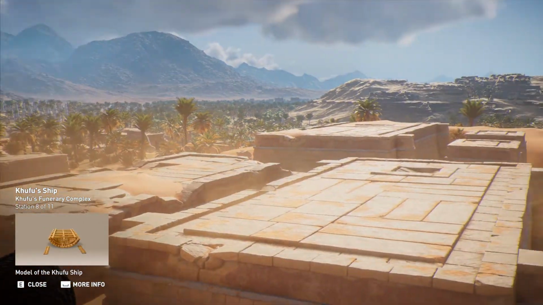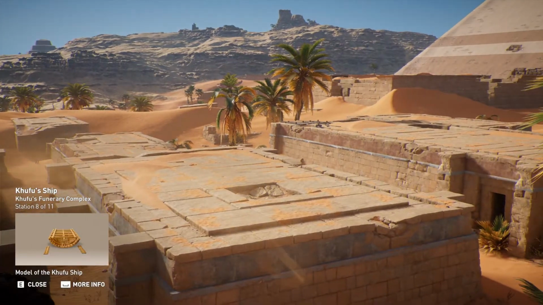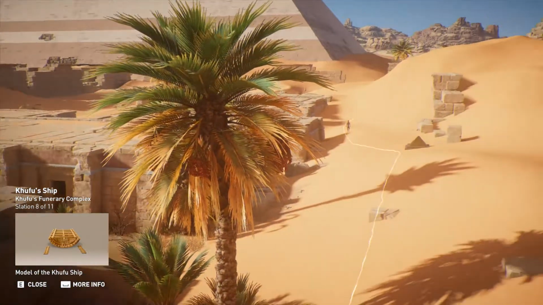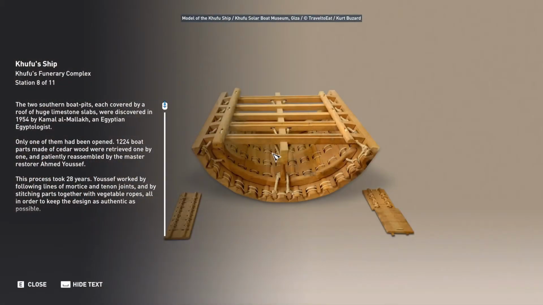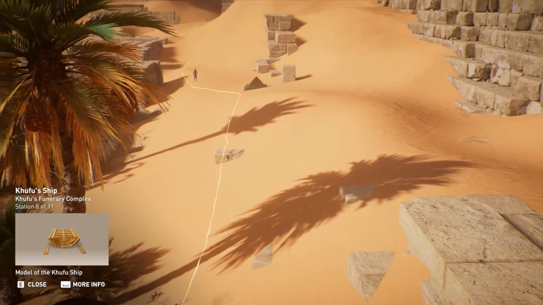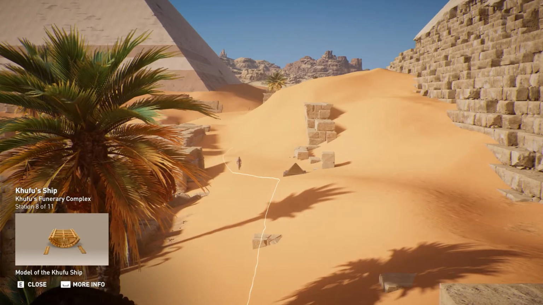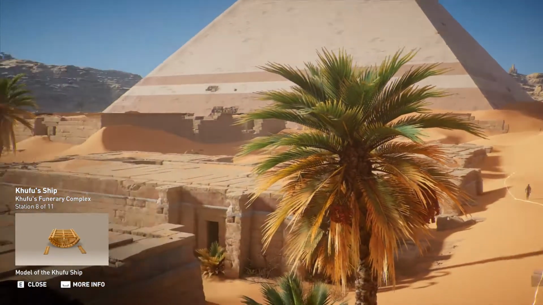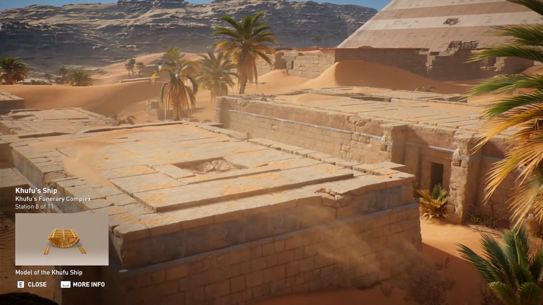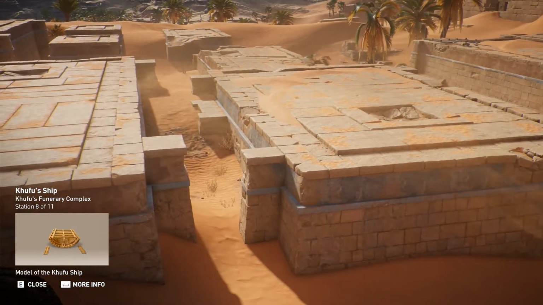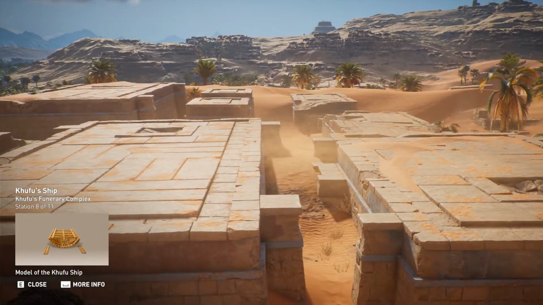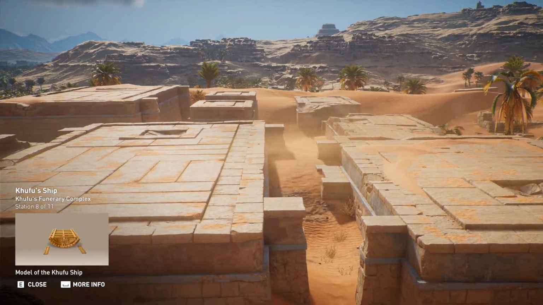1,224 boat parts made of cedar wood were retrieved one by one and patiently reassembled by the master restorer Ahmed Youssef. This process took 28 years. Youssef worked by following lines of mortise and tenon joints and by stitching parts together with vegetable ropes, all in order to keep the design as authentic as possible.